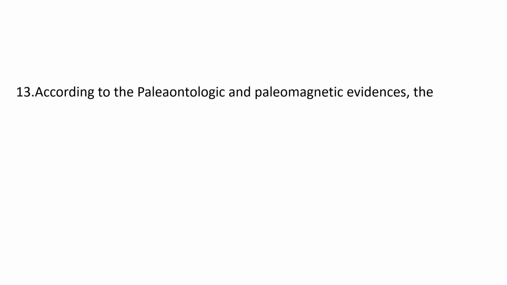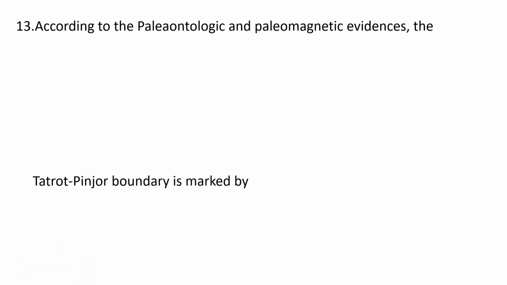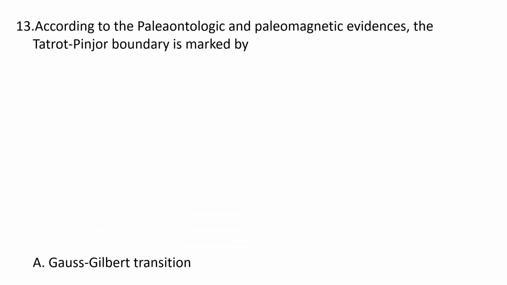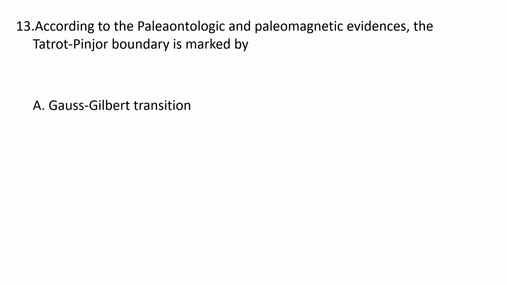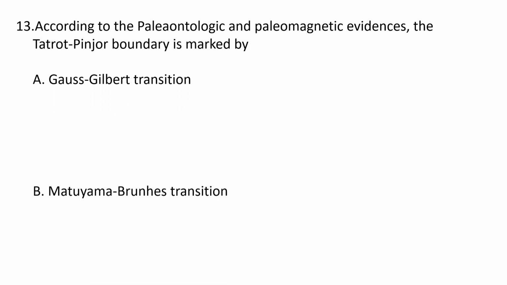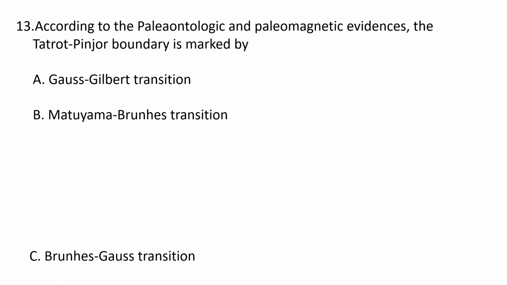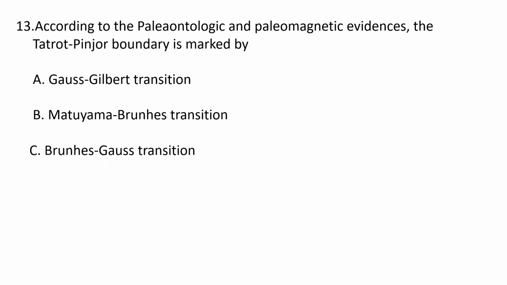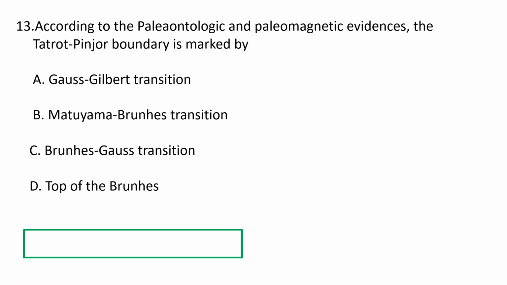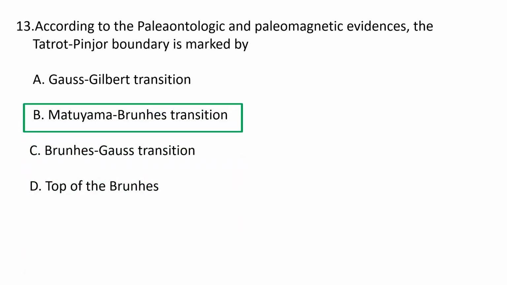Next question. According to the paleontologic and paleomagnetic evidences, the Tatrad-Pinjar boundary is marked by A. Gauss-Gilbert transition, B. Matuyama-Brunhes transition, C. Brunhes-Gauss transition, and D. Top of the Brunhes. So according to the paleontologic and paleomagnetic evidence, the Tatrad-Pinjar boundary is marked by the Matuyama-Brunhes transition. B is the correct option.